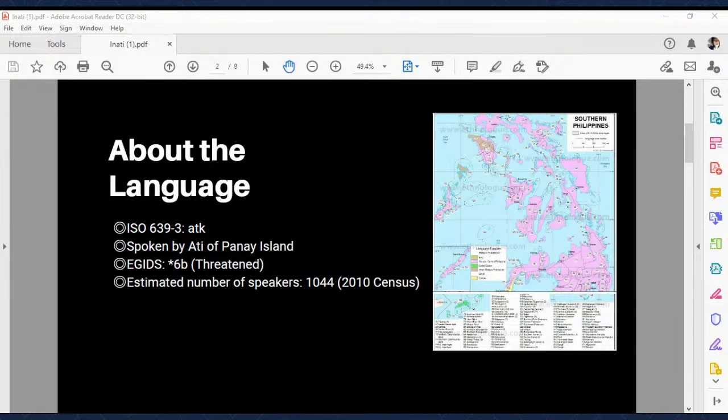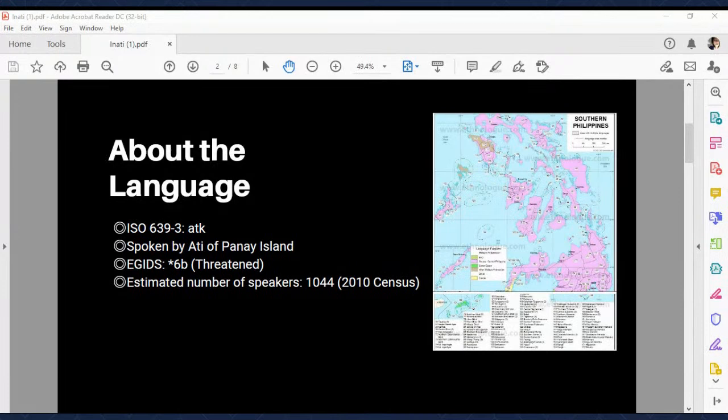The country's average household is 4.6, and this would roughly translate to 1,044 speakers in the 2010 census. Now, that same census also lists 51 households who can speak Inate in Aklan. And while this number is relatively large compared to other indigenous languages spoken in Aklan, like Batak with 5 households, Gubatnon with 5 households, Manobo with 15, etc., the number does not seem to bode well for Inate speakers, seeing as some of them are shifting to the language spoken by most of the neighbors, which is Aklanon, or the lingua franca of Panay, which is Hiligaynon.